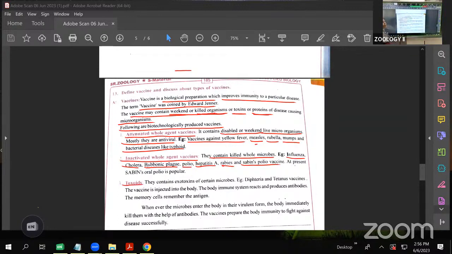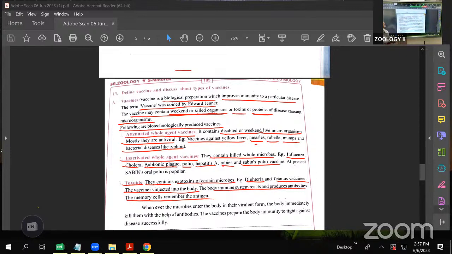Next is the toxoids. They are produced from poisonous substances, that we call toxoids. Clear? They contain exotoxins of certain microbes. Exotoxins means the microbes release some poisonous substance, and from that we prepare the vaccines that we call toxoids. Examples are diphtheria and tetanus vaccines. Clear? Next, these vaccines are injected into the body. The immune system reacts by producing antibodies, and the memory cells remember the antigen. Clear? This is about the types of vaccines.